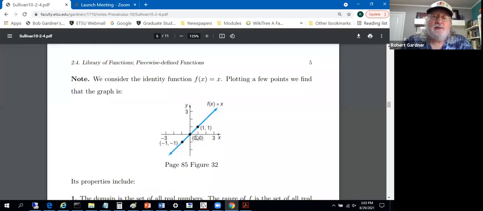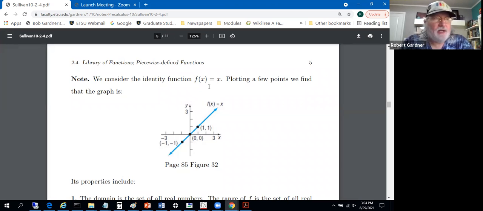Plug in 0, get out 0. Plug in 1, get out 1. Plug in 2, get out 2. Plug in 3, get out 3. Plug in -1, get out -1, and so on. Why they only plotted 3 points, I don't know, unless you already know that's a line. If you know that's a line, then we're in business.